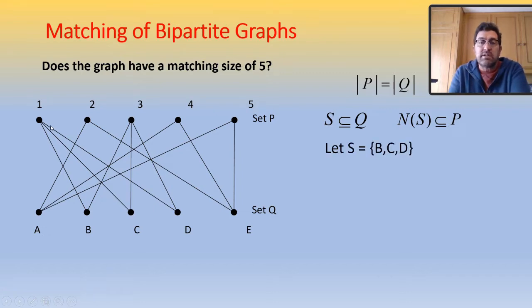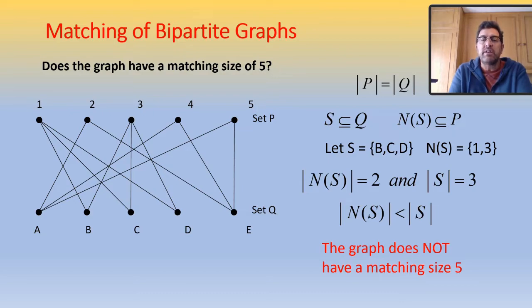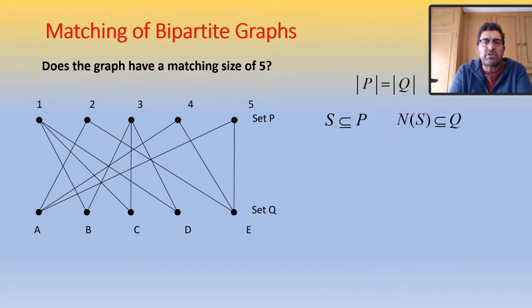We have found a subset BCD that contains 3 elements, where its neighborhood contains only 2 elements. So again, the cardinality of the neighborhood is 2, the cardinality of the set S is 3, which violates Hall's marriage theorem, and therefore no, this graph does not have a matching of size 5. Okay, let's return to the sets and swap them around. So now the top set is my set S, and their neighbors are found in set Q.